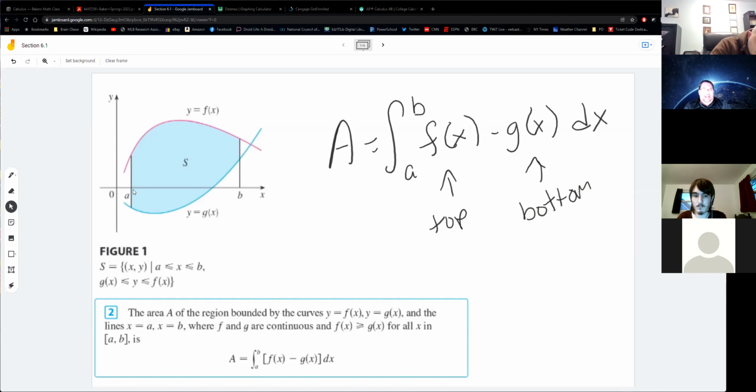Because of the way it works, it doesn't actually matter if it goes above or below the x-axis.